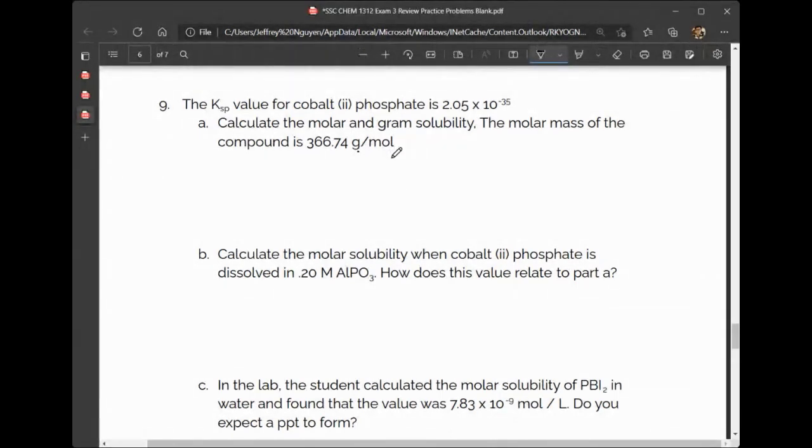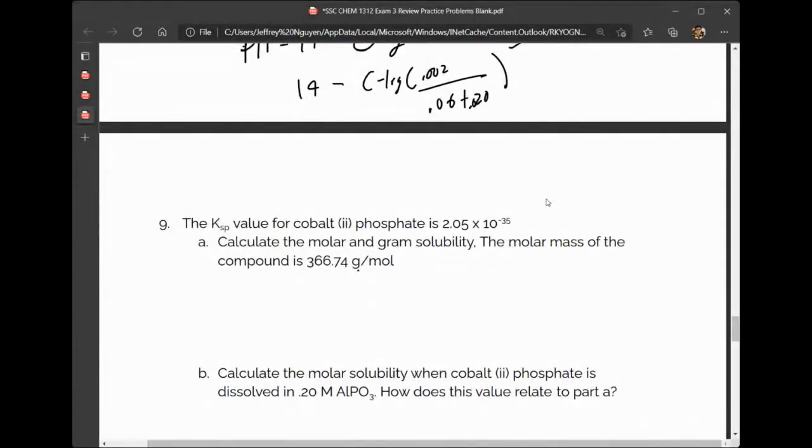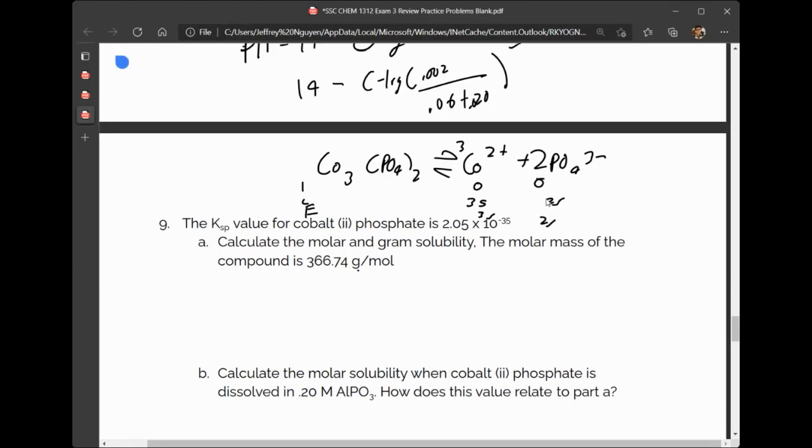So the Ksp value of cobalt phosphate is that. So you want to write the equation for solubility. That's the formula for that compound. You do Co3 2+ plus 2PO4 3-. Okay, so we want to do an ICE table for this, to keep track of solubility. So this would be 0, 0. This would be 3s, and this would be 2s. So if we're writing the Ksp expression, Ksp is equal to 3s to the third power times 2s to the second power.